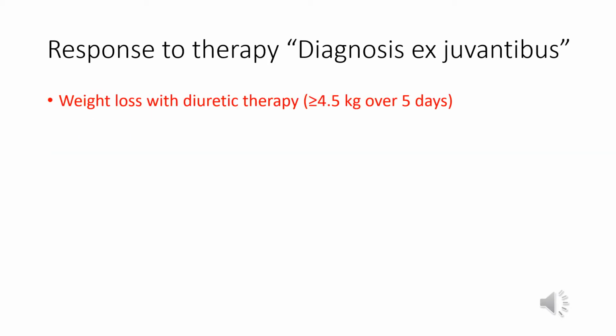The term ex juvantibus comes from the Latin ex adjuvantibus, from that which helps, which in a medical context refers to the process of making an inference about disease causation from an observed response of the disease to a treatment. In this case, we are talking about a response to therapy. The Framingham Heart investigators describe this as a weight loss with diuretic therapy of more than 4.5 kilos over 5 days. So approximately, if you're giving a diuretic and losing a kilo per day, it's considered a diagnostic test for heart failure. Now, this is something that will be very relevant to our patients because although diuretics don't work in dialysis patients, we can use this as a test to diagnose heart failure or volume overload in our patients.